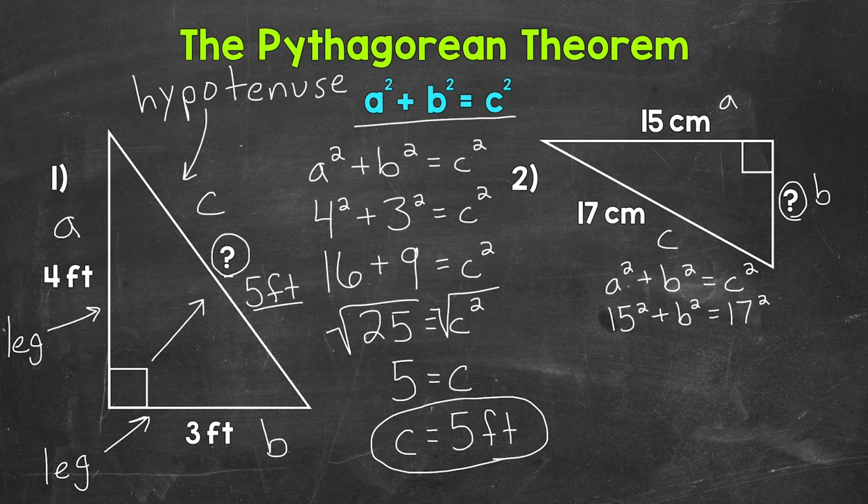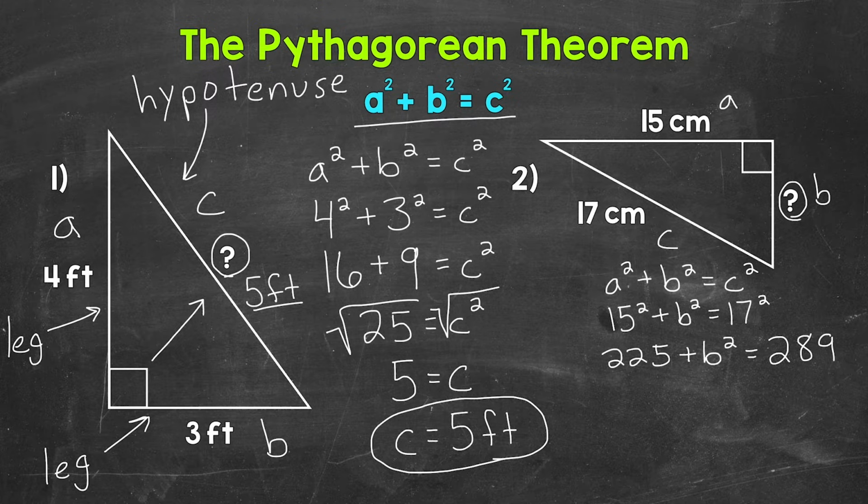Now let's work through this equation and figure out what b equals. We will start with 15 squared. That means 15 times 15. That gives us 225 plus b squared equals 17 squared. That means 17 times 17. That gives us 289. Now we need to continue to work to isolate that variable.